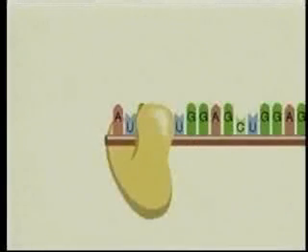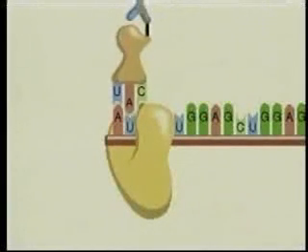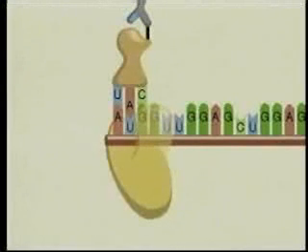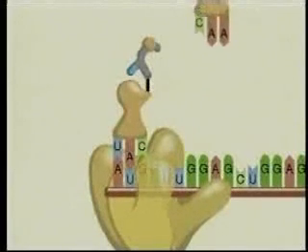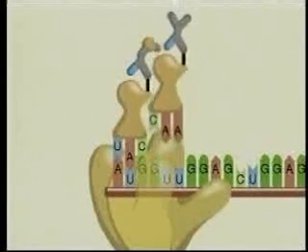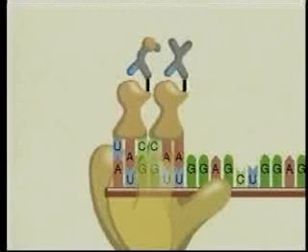A specific tRNA carrying the amino acid methionine binds to the mRNA. The anticodon on the tRNA matches the codon on the mRNA. A second tRNA with its attached amino acid binds to the second codon of the mRNA.